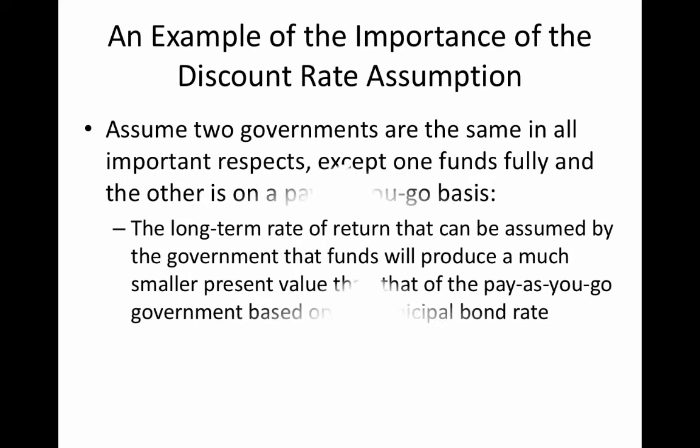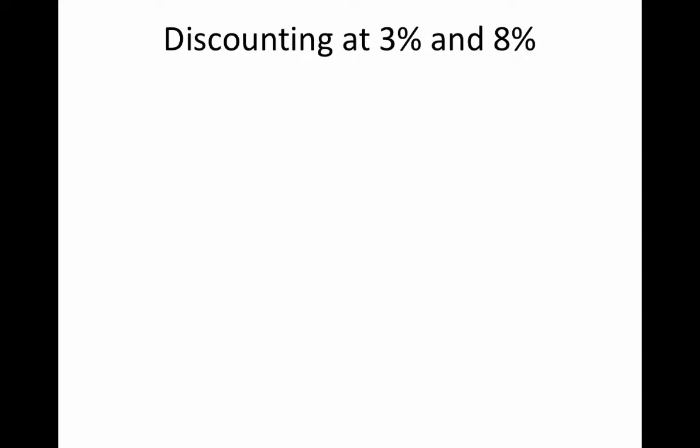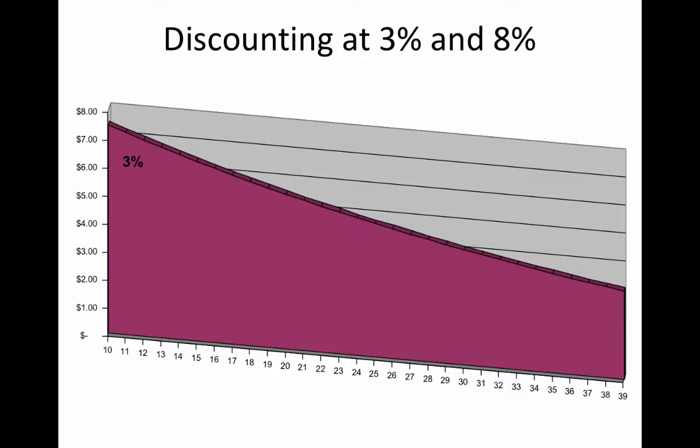So just to give you an example of the impact of the assumption about the discount rate, let's assume there are two governments that are the same in all relevant respects, except one is fully funding its plan. It has no crossover point, so it's always going to discount using the long-term expected rate of return. And the other plan is on a pay-as-you-go basis, and so it's going to be doing all the discounting using a municipal bond rate. So let's assume that's 3% and the long-term expected rate of return is 8%. So here's the present value of a stream of benefit payments going out into the future discounted at 3%.